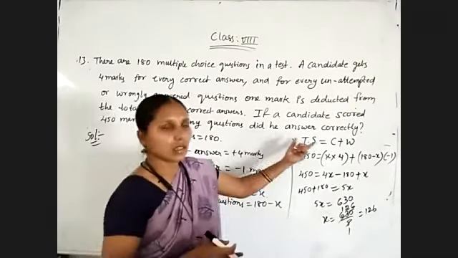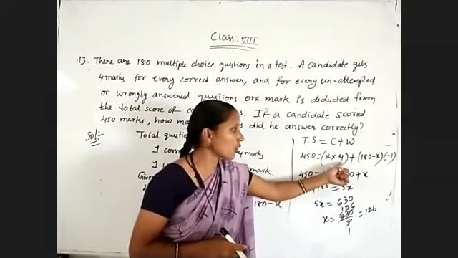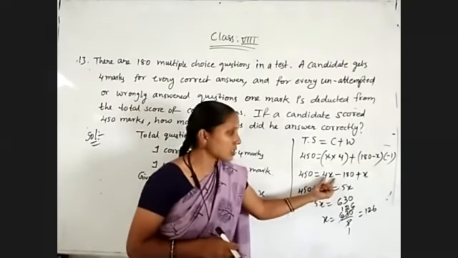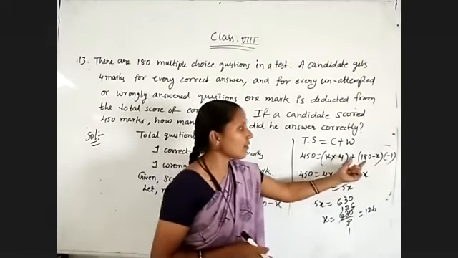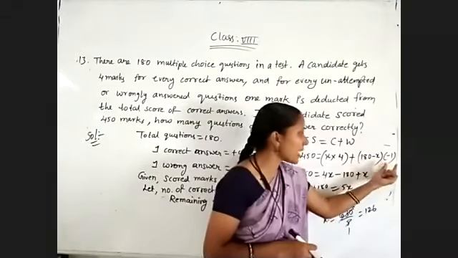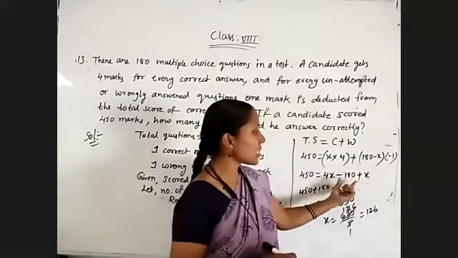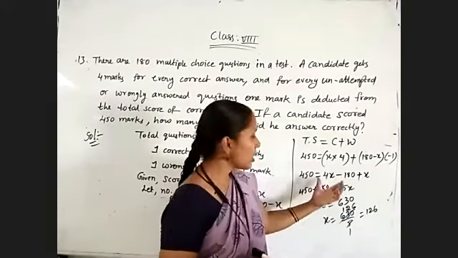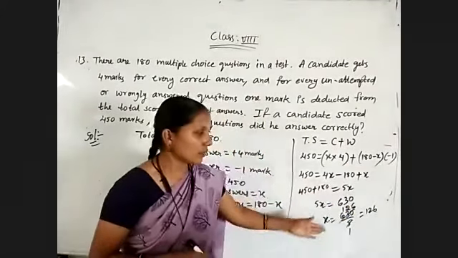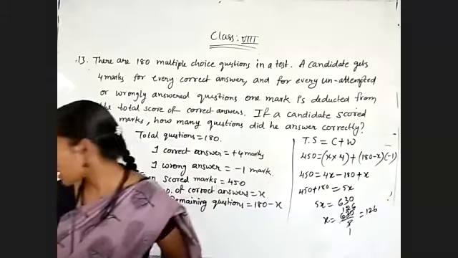Same thing here also, a total of x correct answers are there. So 4 into x is the score from correct answers, and 180 minus x is the remaining questions. For every incorrect answer, minus 1 mark is deducted. So by multiplying by minus 1 we get the equation in this way. By simplifying, we get the number of correct answers equal to 126. Okay.